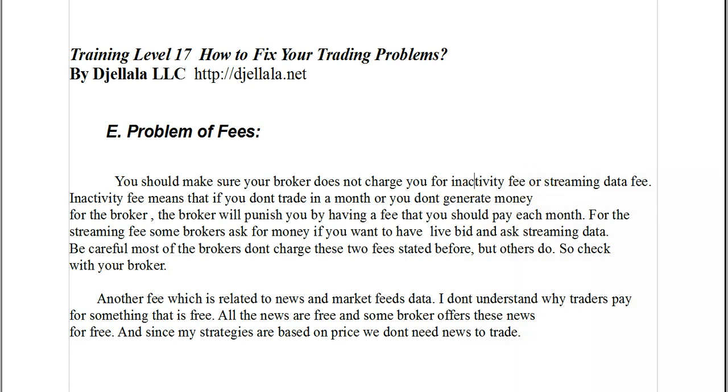Or the streaming data fee. What do we mean by streaming data fee? For the bid and the ask, most of the brokers give it for free. It means when, let's say, you want to buy Facebook, you should see the bid and the ask, and this price is streaming data. For free, it means you just see the right price with your own eyes, without a 20 minutes delay, and without paying. But some brokers charge you for giving you this. So try to check these two fees, the inactivity fee and the streaming fee, which are very, very important.